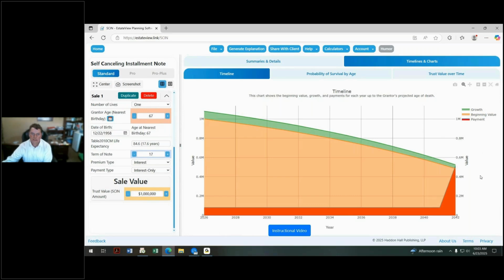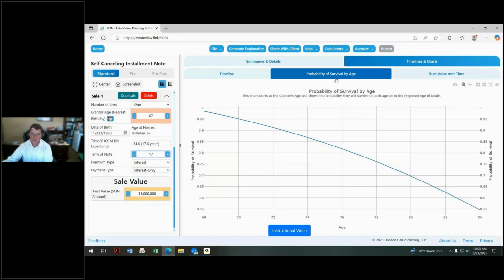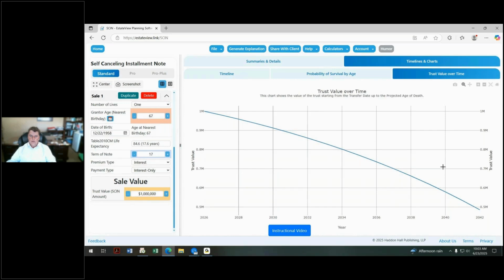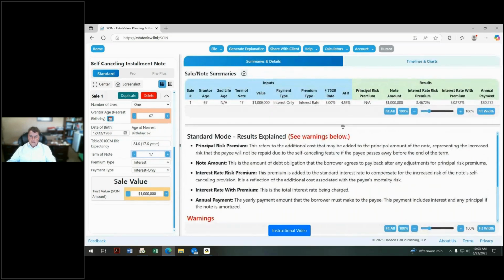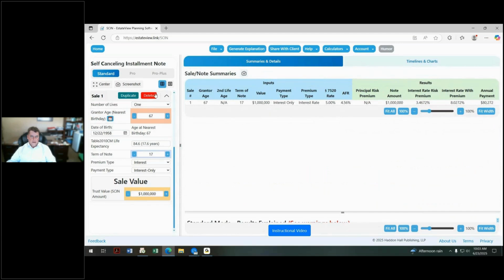All right, so this shows the growth of the assets that are held by the trust, as well as the beginning value, and then the payment as well. This is the timeline, and we have the probability of survival by age, which also shows you the likelihood of actually surviving to the particular point. And then we have the trust value over time, which shows the growth of the property.